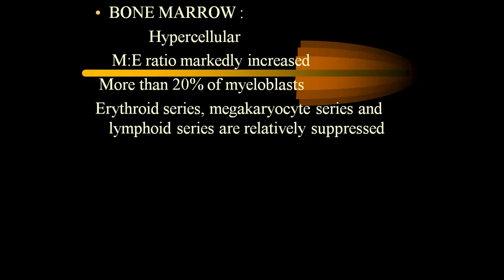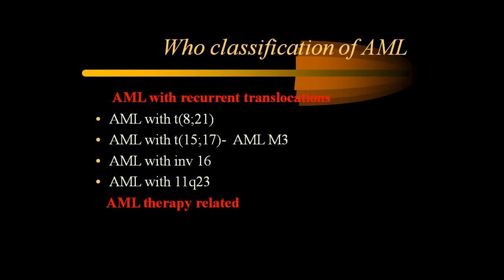Bone marrow picture: the marrow will be very hypercellular, and the myeloid to erythroid ratio, normally 3 to 5 is to 1, will be markedly increased because myeloblasts will be more. More than 20% of myeloblasts will be there in the marrow. The rest of the precursors, that is the erythroid series, megakaryocyte series and lymphoid series, are relatively suppressed in the marrow.